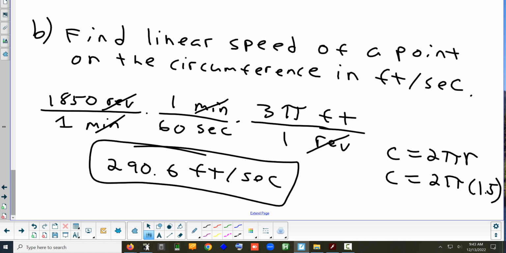That's easily over 100 miles an hour. So you're probably not going to get out of the way if something's coming at you at 100 miles an hour. So any questions on this idea of converting between units?